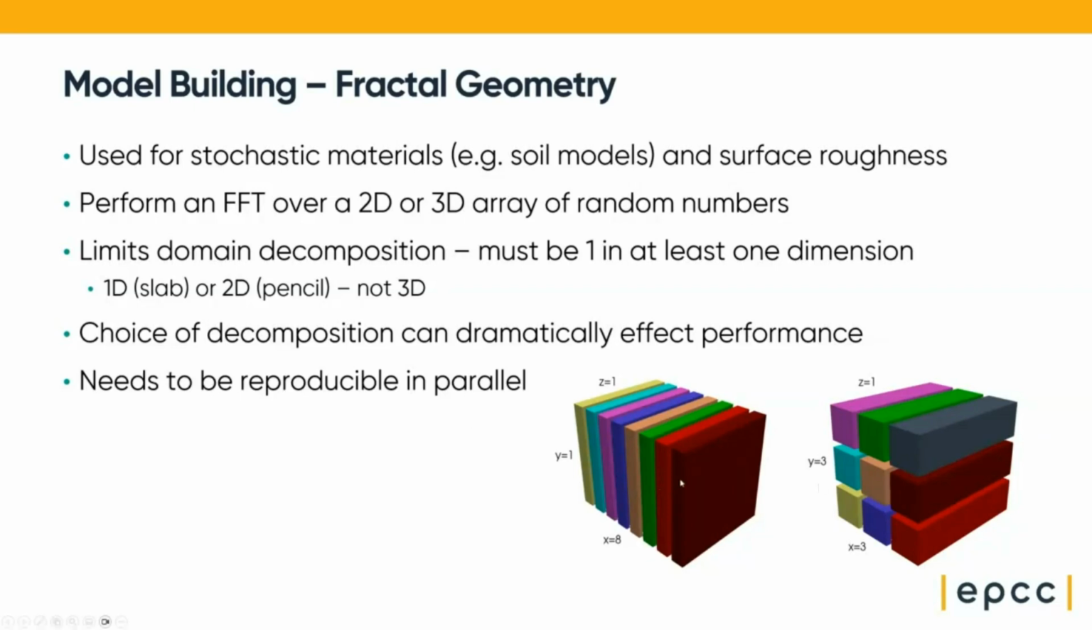At the bottom, we've got some examples here: a 1D slab decomposition or a 2D pencil decomposition. This doesn't have to be over the whole domain of the model, but it has to be over the whole area covered by your fractal geometry, say your soil model or something. And the choice of your decomposition can also affect the performance. So for example, hopefully you see the pointer. If you had some soil model that took up half your model on this slab decomposition, if you had it in this half here, you'd only have 4 ranks actually doing the processing there.